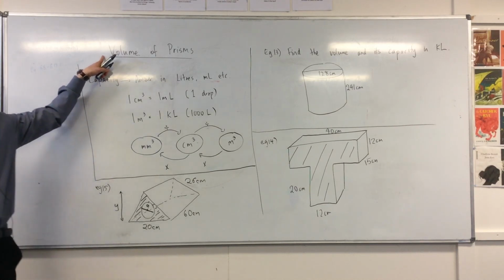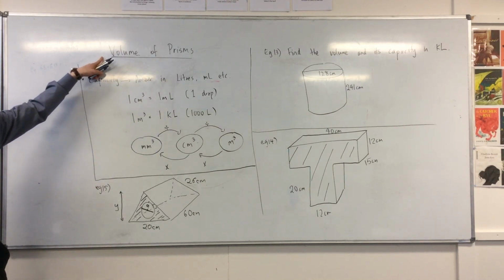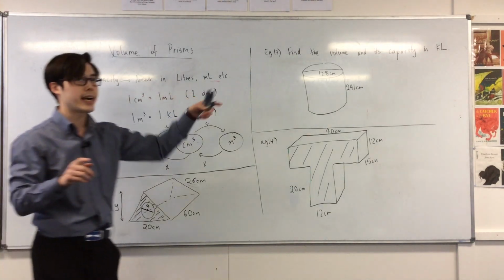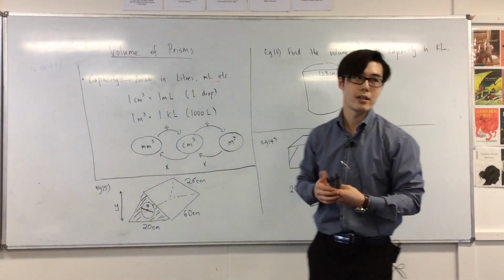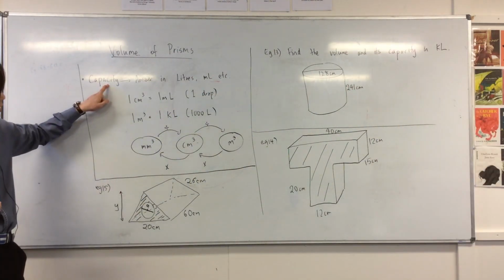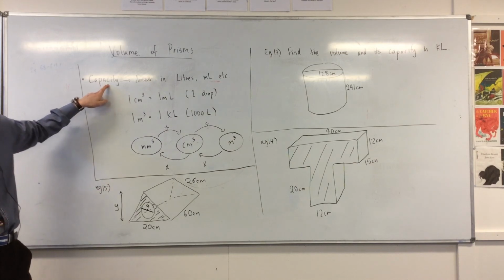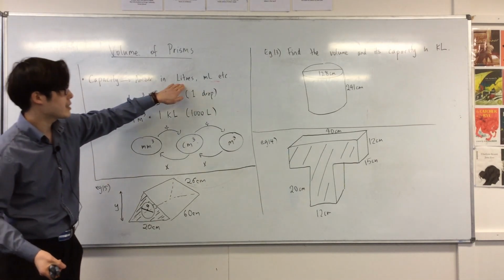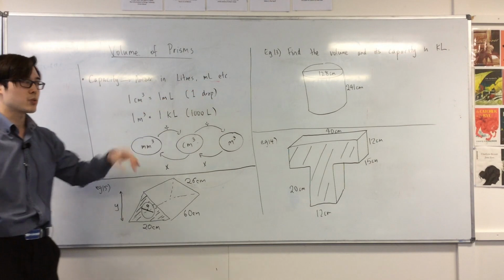Now, we're moving on to volumes. Volume's all about how much space is inside a prism or a solid, okay? Not about the outside. If the question says capacity, that means they want your final answer to be in either liters, milliliters, or kiloliters. Anything to do with liters, okay?